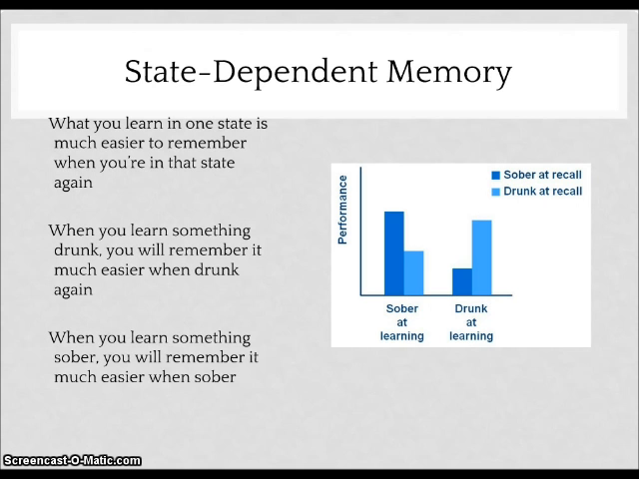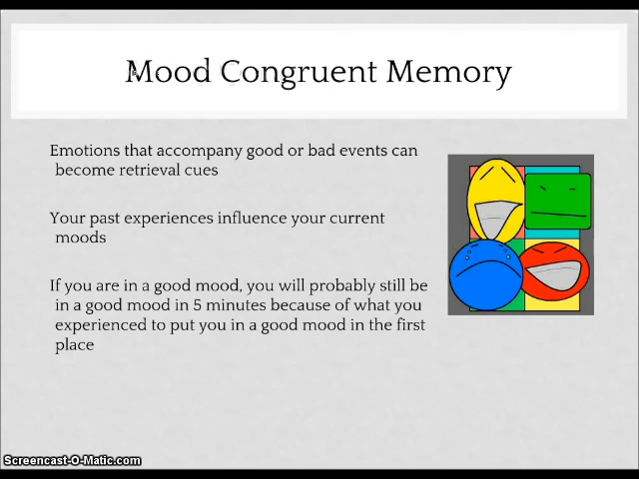Why do states matter? State dependency. What we learn in one state, drunk or sober, may be more easily recalled when we are in that state again. Mood congruent memory is the tendency to recall experiences that are consistent with one's good or bad mood. For example, if Jamie is in a bad mood and Katie is in a good mood, what are their current moods after 5 minutes? Well, it's simple. They will still be in the same moods they were already in due to the past experiences.